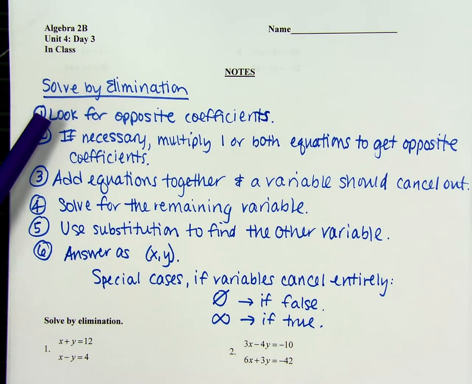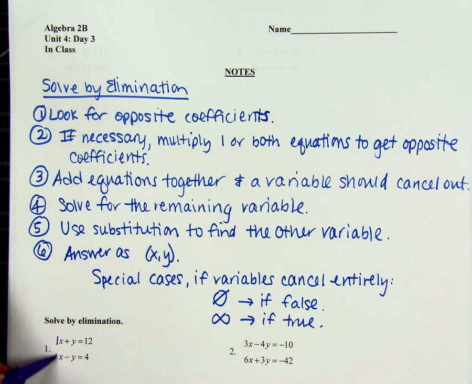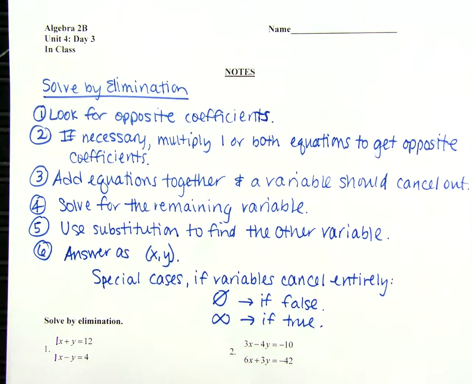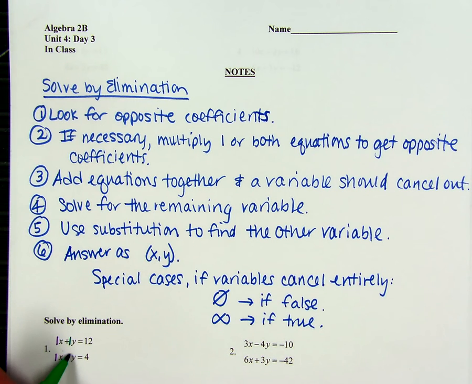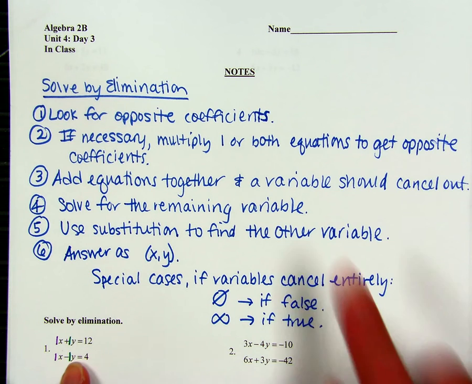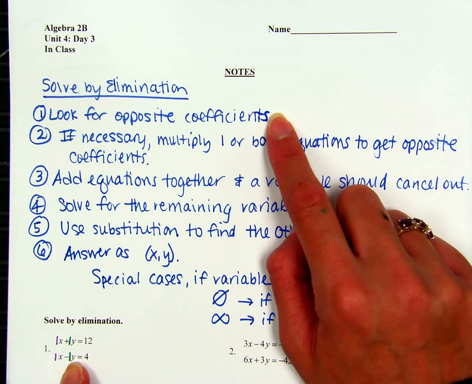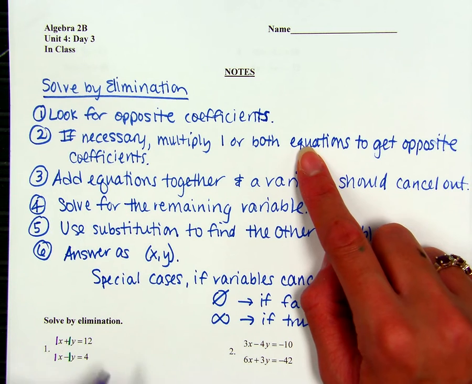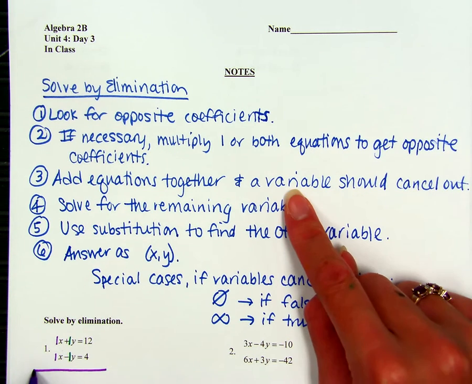So your goal is to look for opposite coefficients. Coefficients are the numbers that are in front of the x's or the y's. Notice that here in front of the x's we have a 1, and in front of the y's we have positive 1 and negative 1. Opposite means that one number is positive and one number is negative. So these are both the same, but since they're both positive, that's not opposite. Here we do have opposite coefficients. So right away we've got opposite coefficients. We don't have to do step 2 because we already have our opposites, so we could skip to step 3.